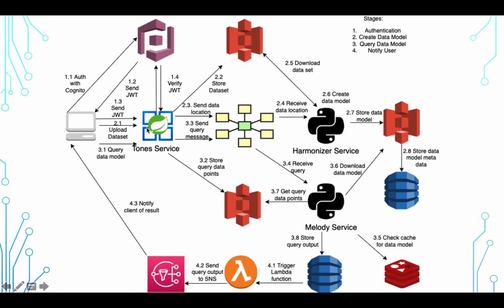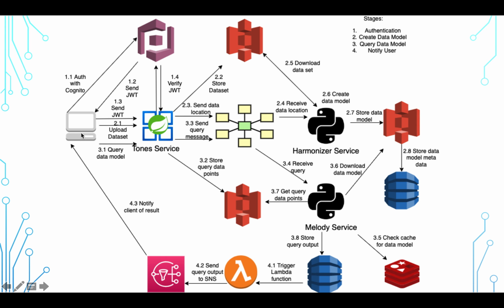Flow 2 is when a user creates a data model. So they would upload a CSV file with the data that they want to use to create the data model. The tone service accepts that, stores it in an S3 bucket, and lets the harmonizer service know about it, decoupled through Kafka. When the harmonizer service receives a message that a new harmonizer needs to be built, it'll pull that down from the S3 bucket, and then it will build a series of decision trees and store that object in another bucket with associated metadata in DynamoDB.